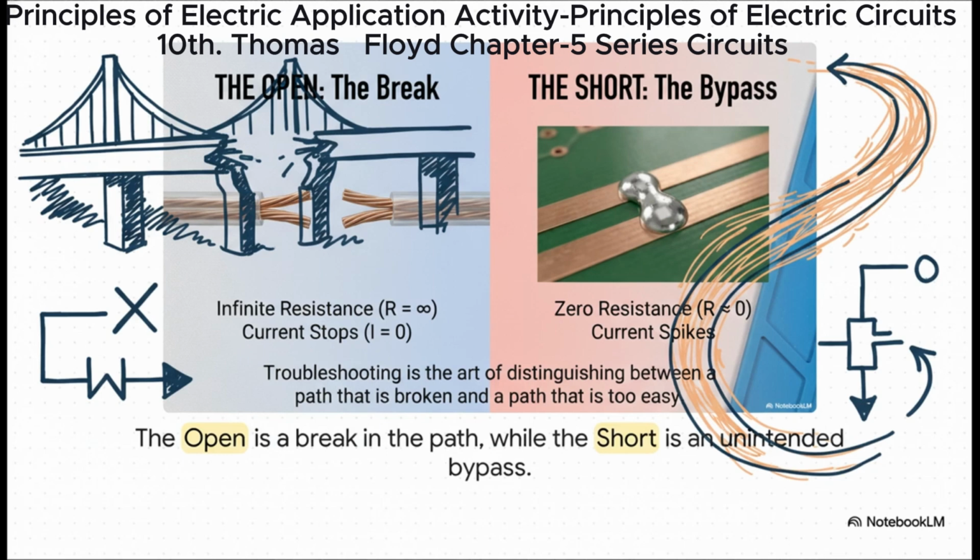On one side, you've got the open. The best way to think about this is like a washed-out bridge on a highway. Bam! The road is just gone. It's a total break in the path. Resistance skyrockets to infinity. And all the traffic, our current, just stops dead. Then on the other side, we have the short. This one's more like a sneaky, unpaved shortcut that suddenly appears. It's a super low resistance path that lets all the current bypass where it's supposed to go. Our entire job is learning how to tell these two apart.